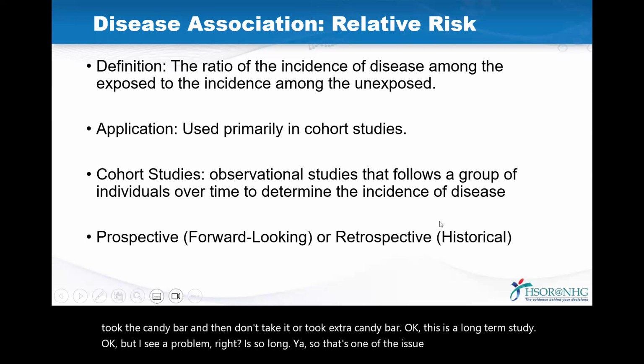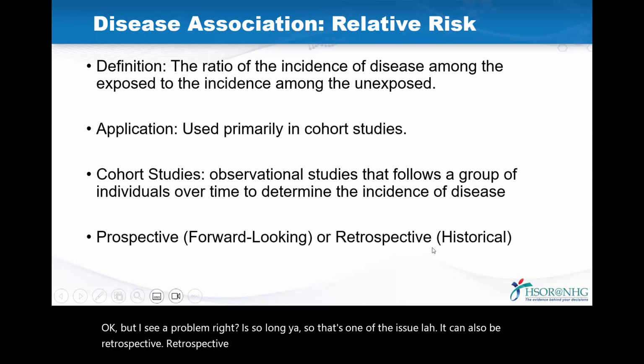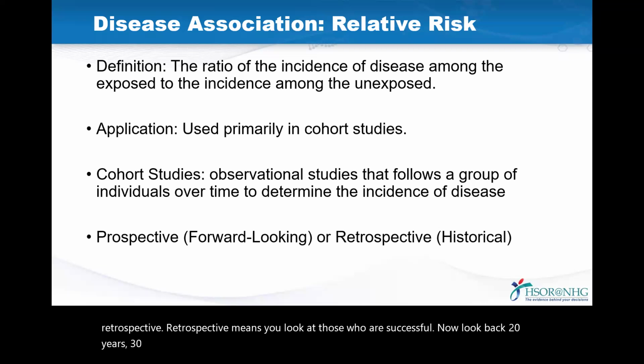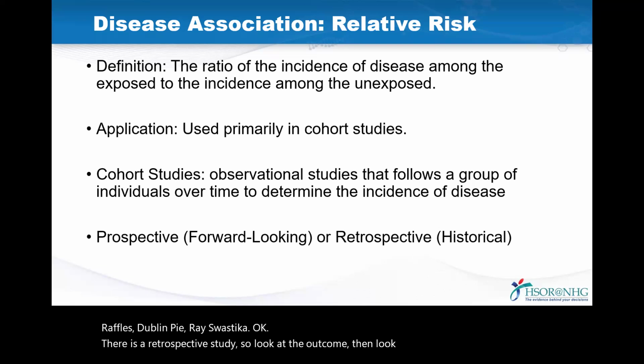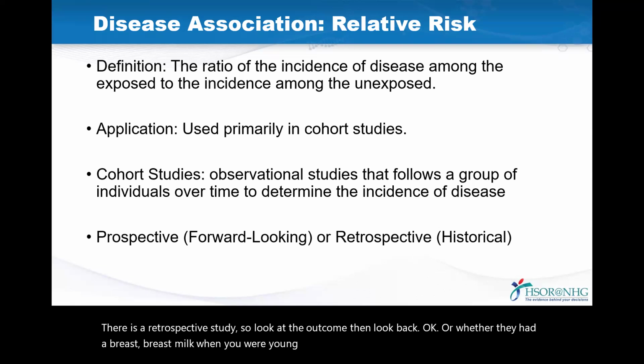It can also be retrospective. Retrospective means you look at those who are successful now, then look back 20 years, 30 years: what did they do? Which school did they go to? Raffles, Hwa Chong, elitism. Yeah, that is a retrospective study. So you look at the outcome, then look back. Or whether they had breast milk when they were young, or formula feeding.